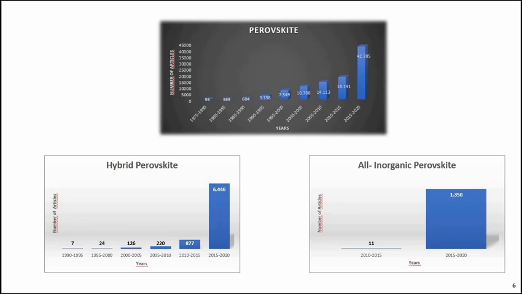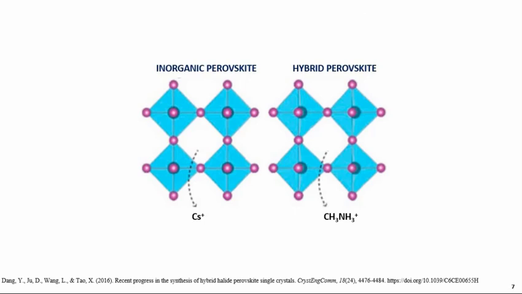If we look at the change in the number of articles about perovskite over the years, we see an increasing trend. It has accelerated in the last 5 years. When we examine the perovskite subject as hybrid perovskites and inorganic perovskites, we see that completely inorganic perovskites have been studied since 2010. Compared to hybrid perovskites, they have more aspects to develop. Now let's look at the difference between the structures of inorganic and hybrid perovskites.